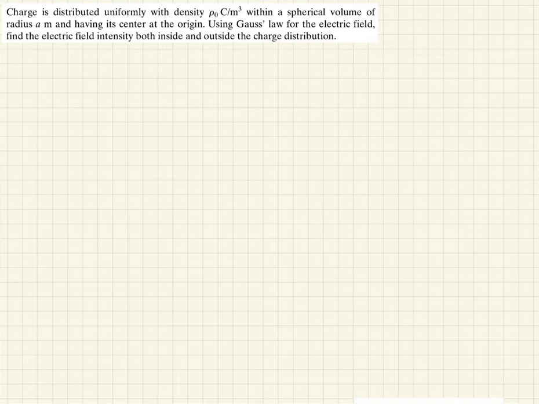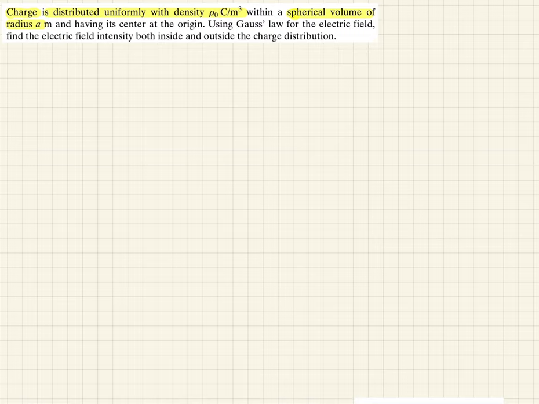So here's another really quick example for Gauss's law for electric fields. In this case, we have a charge that is distributed uniformly with the density of rho naught, which is in coulombs per meters cubed. So it is distributed not on a line, but in a volume. And that volume is a spherical volume of radius A.